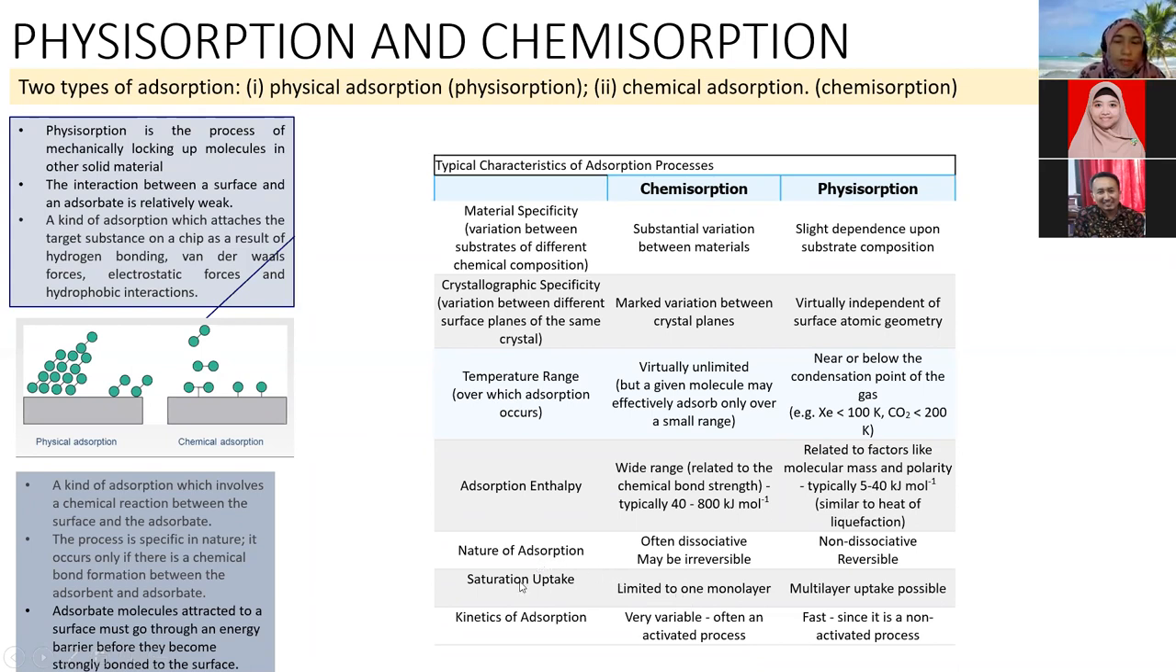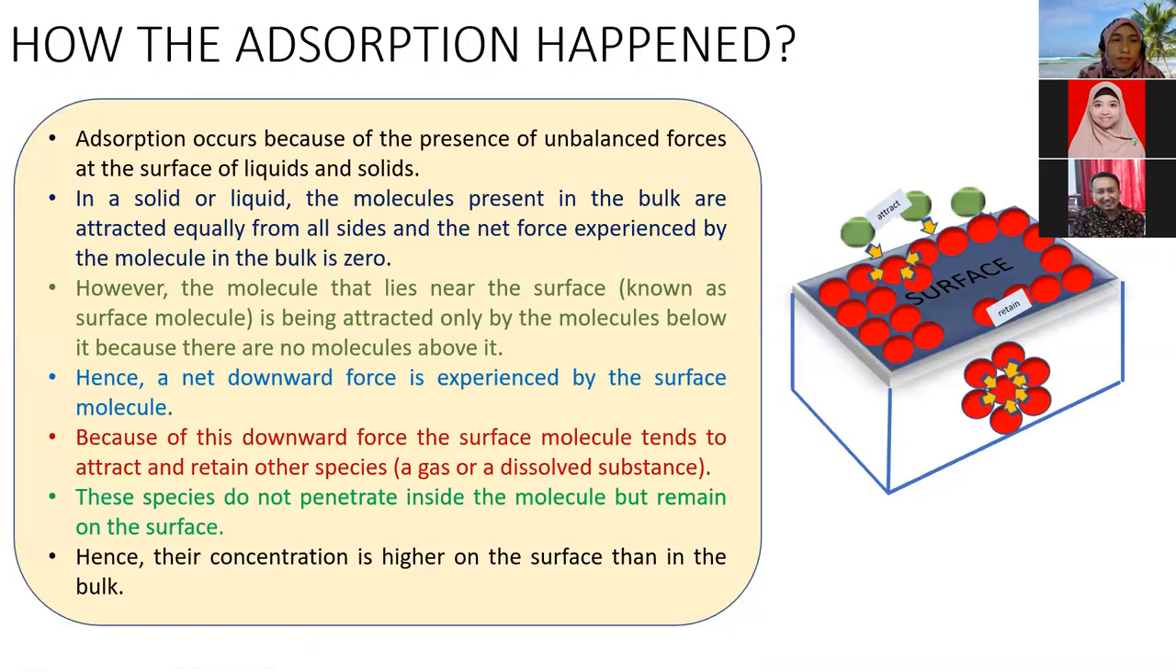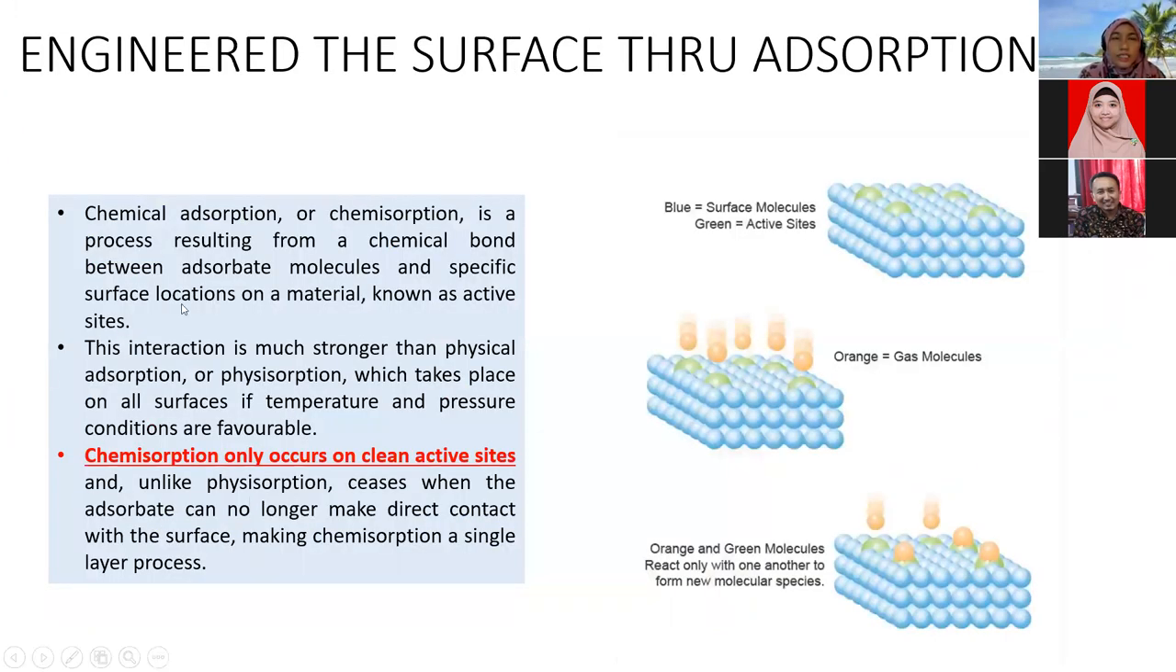Okay, here is something very, very interesting. You can see this is very important when we talk about chemisorption. So we have this substrate. I said that at any surface, physisorption can happen, but chemisorption is very selective. Here, blue is the surface molecule, green is the active site, meaning this site can form a chemical bond with the material that comes to it.